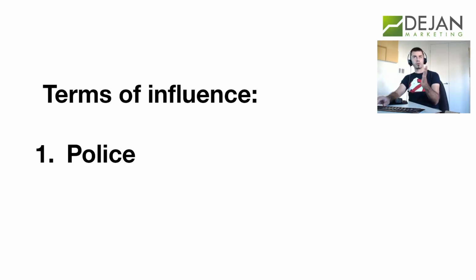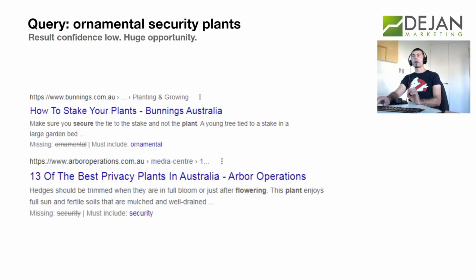So we're finding the first term of influence, police. Now, one thing that I also like to do is do a few search queries until I find one with a low result confidence. And in this case, I think it represents a huge opportunity.